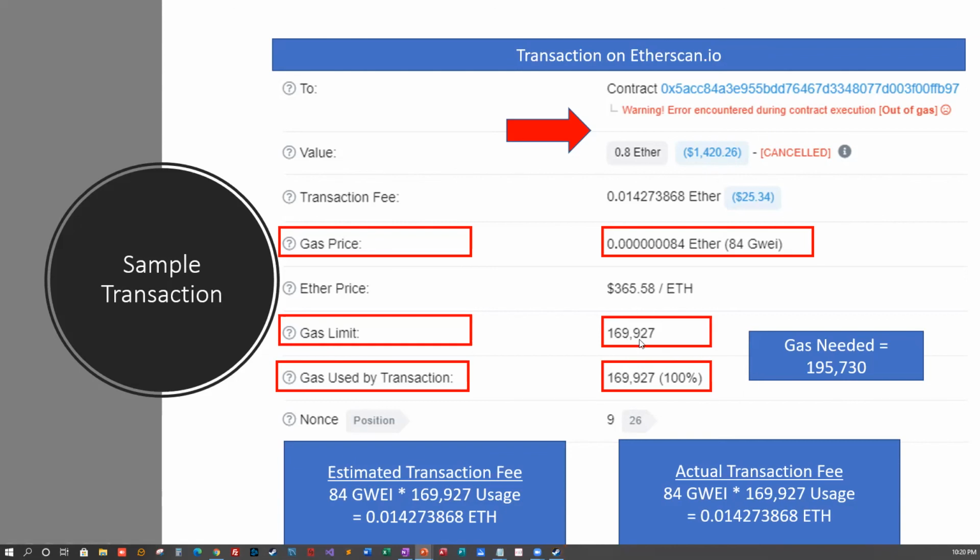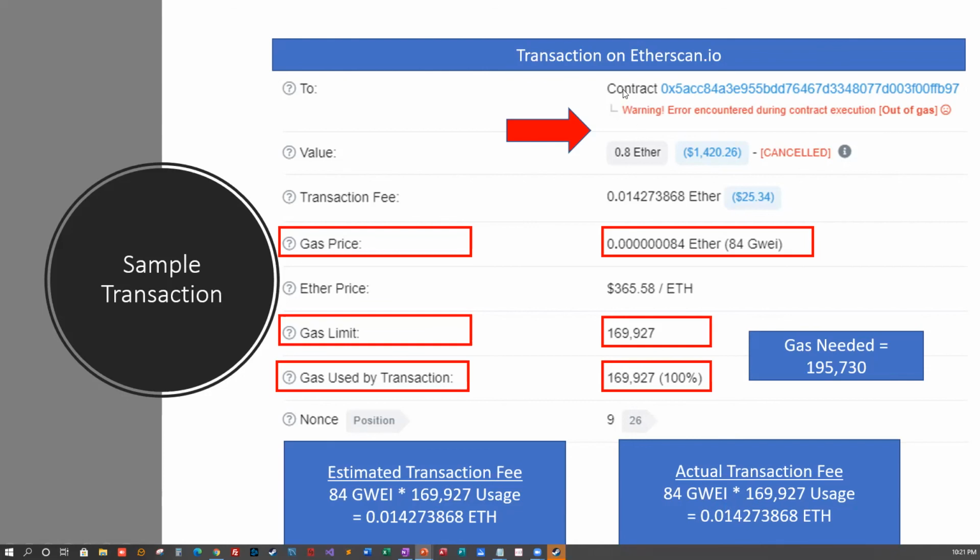Now, in this case, when I did a second transaction, I made sure that the usage was much higher. And the gas that was needed for the transaction was actually 195,000. 169,000 was estimated for this particular smart contract. It was low, therefore, it didn't have enough to process 195,000. I had to pay at 84 GUI the full estimated amount, which was 0.014 Ethereum for that transaction. That was lost, that was gone, it was given to the miners.